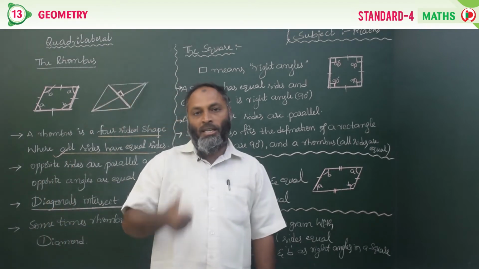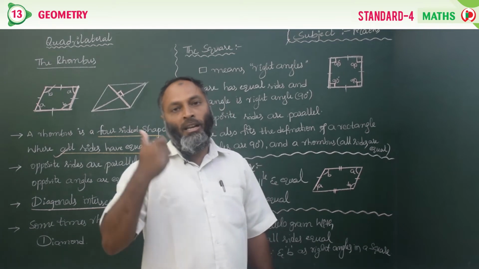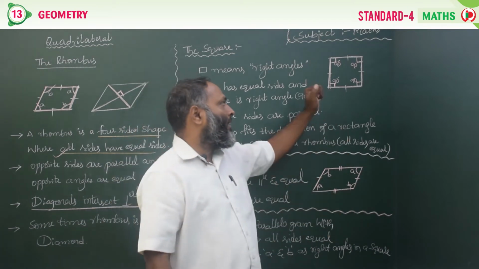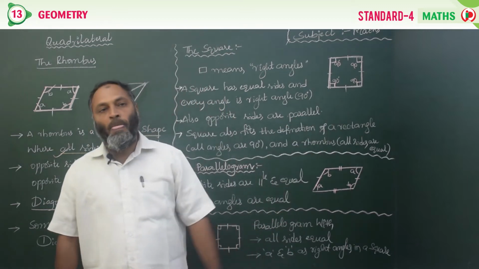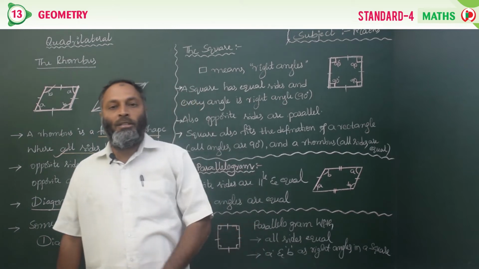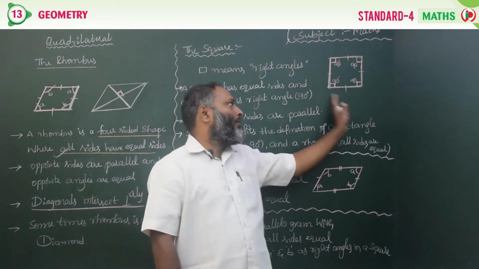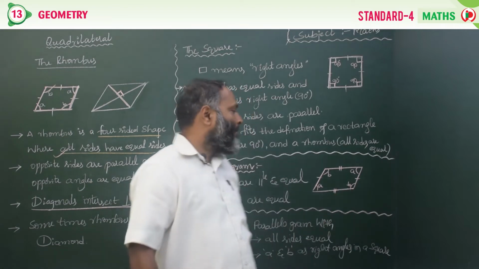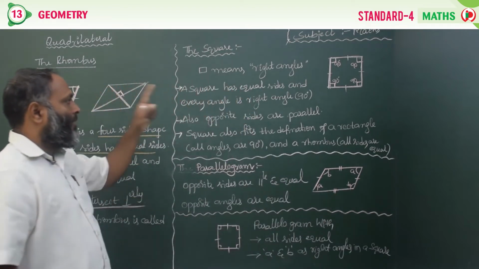One is the rectangle definition. In a rectangle, opposite sides are equal and parallel, so in a square it also fits: opposite sides are parallel and equal. And the rhombus definition: in a rhombus, all four sides are equal, and that definition also fits. Now, this is about the rhombus and square.